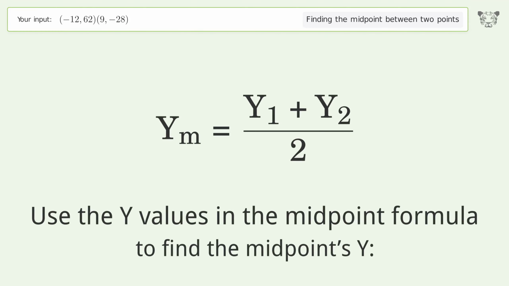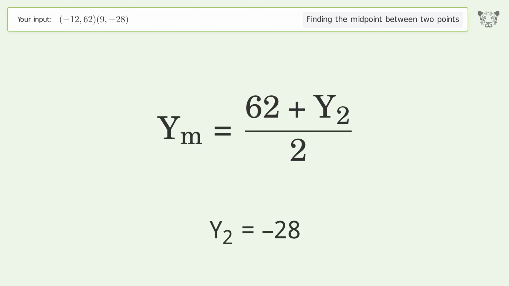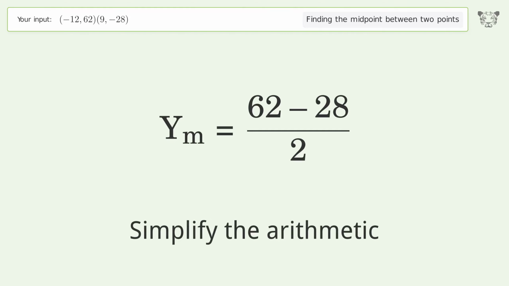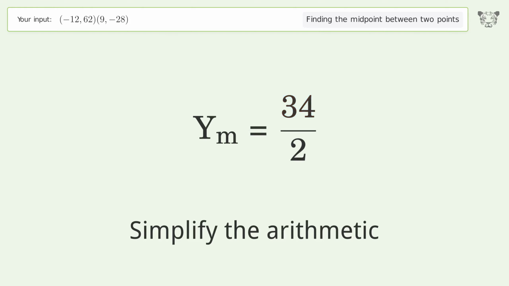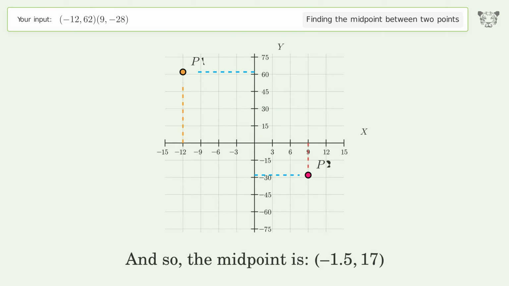Use the y values in the midpoint formula to find the midpoint's y. y1 equals 62. y2 equals negative 28. Simplify the arithmetic. And so, the midpoint is negative 1.5, 17.